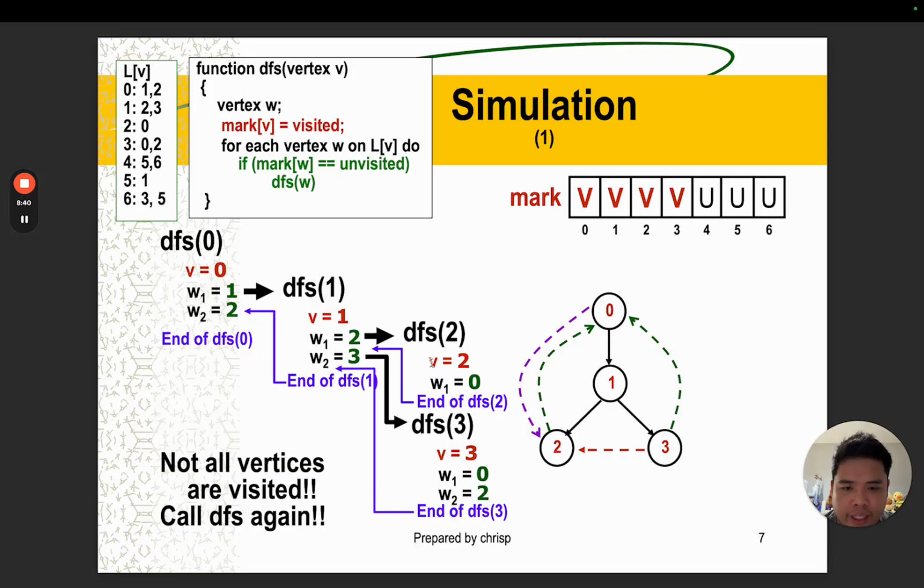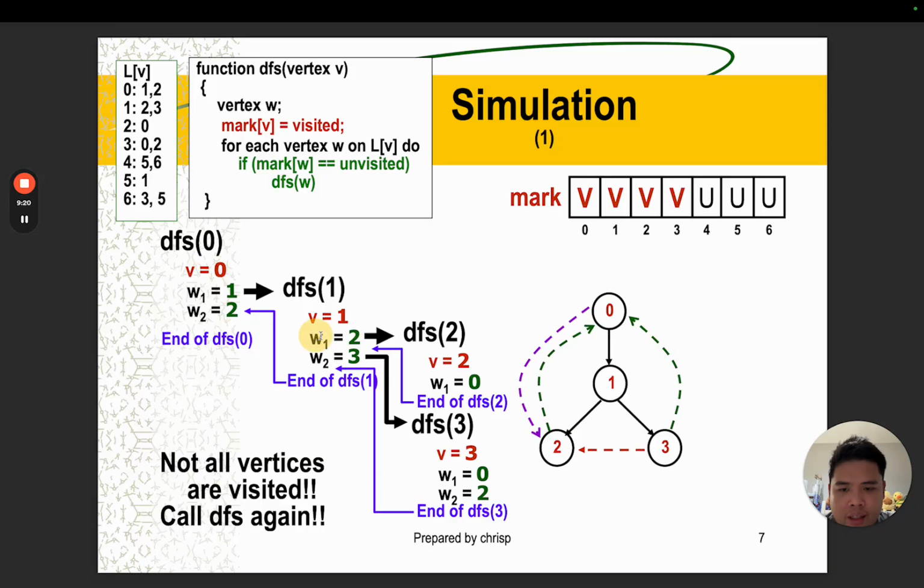DFS 2. V equal to 2. What are adjacent to 2? Vertex 0. So W1 equal to 0. I'm going to check, is mark at index 0 unvisited? Mark at index 0 is already visited, so I don't do anything. And because there is no other vertex left, this specific function call DFS 2 ends, and I go back here.